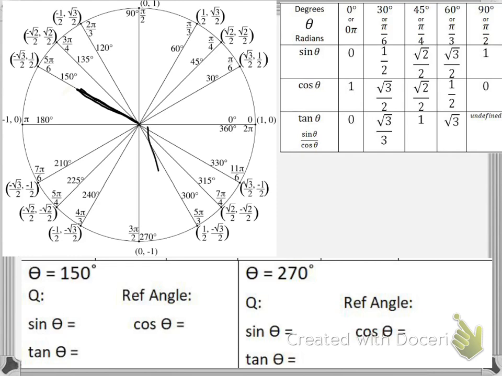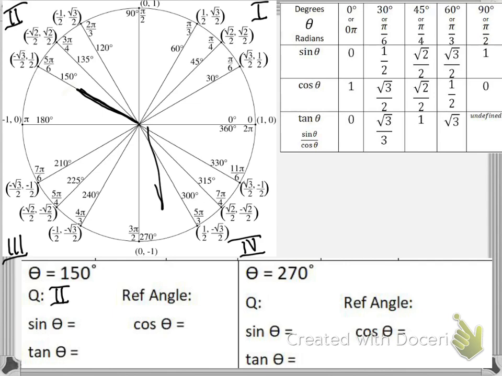My quadrants, again, 1, 2, 3, 4. That is in quadrant 2. And now I want to know its reference angle.